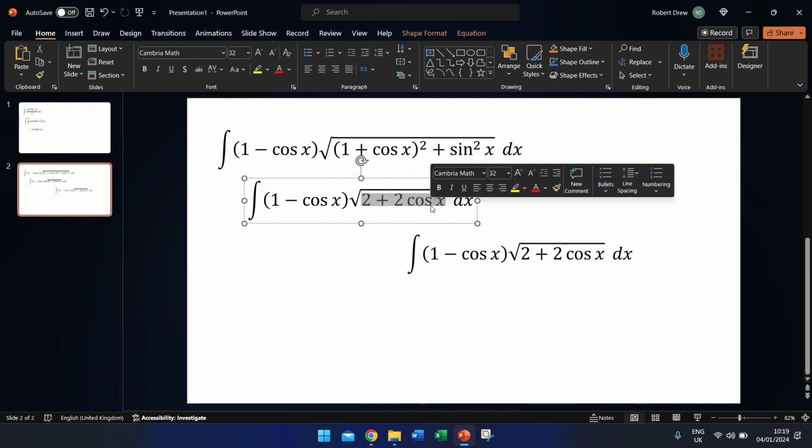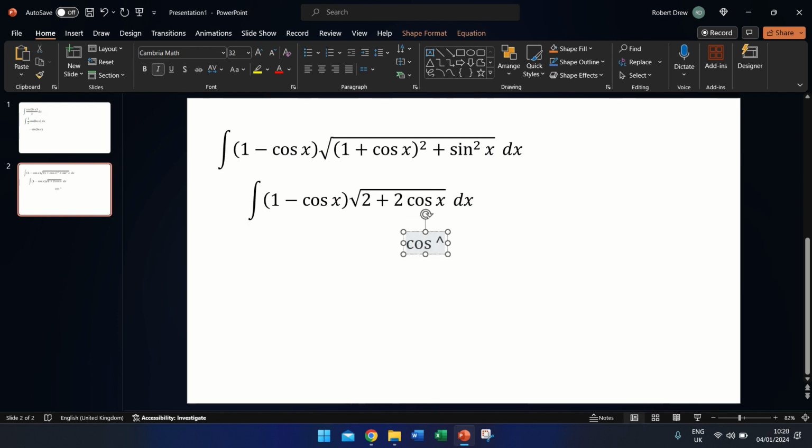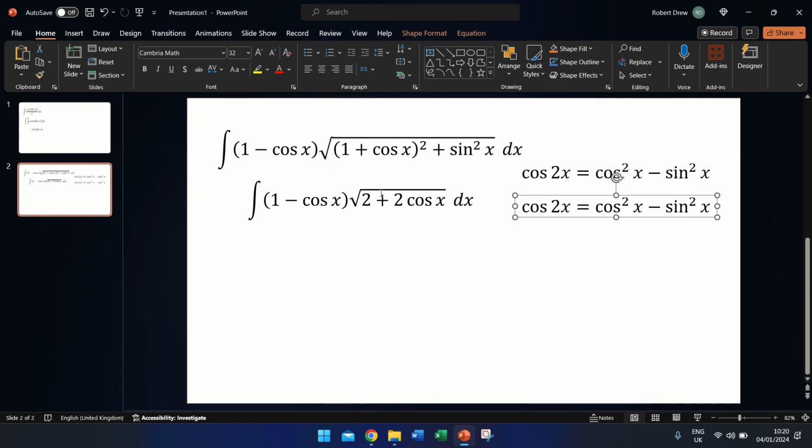am I being silly? Okay, so cos of 2x is cos squared x minus sine squared x. I'm taking quite a big leap here, because I don't actually know whether this is going to be helpful, but basically what I'm thinking is I can do this, right? I'm just going to write x over 2, because it's neater. I can do this, right? Because the double angle formula still holds.